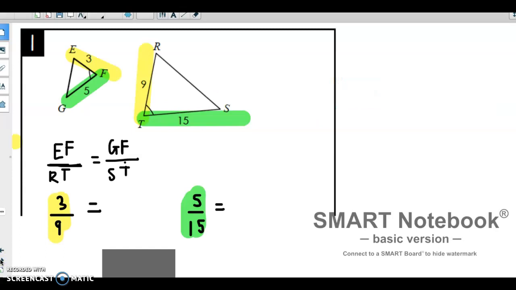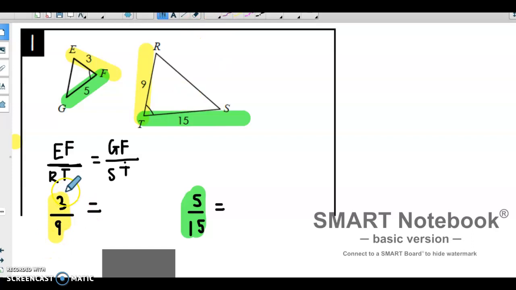So first, let's look at number 1. So we have 2 triangles here, and we need to figure out if they are similar. So I've already matched up corresponding sides for you. So side EF corresponds with side RT, and side GF corresponds with side TS. So we need to figure out if corresponding sides are proportional.